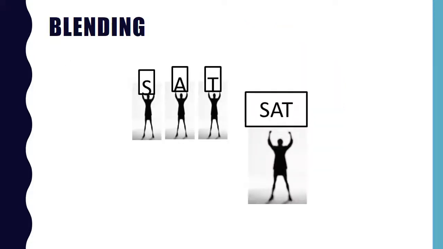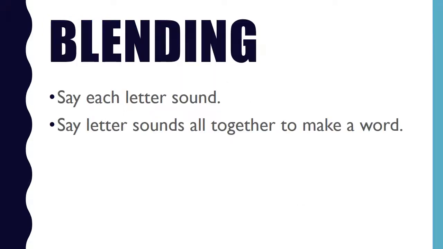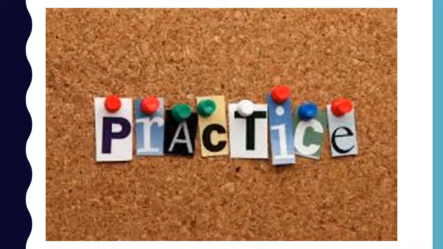Blending is combining the sounds of different letters into one word. Blending has two steps. First, say each letter sound in the word. Second, say the sounds all together to make a complete word. Now it is your turn to practice blending sounds into words. Here is a new word.